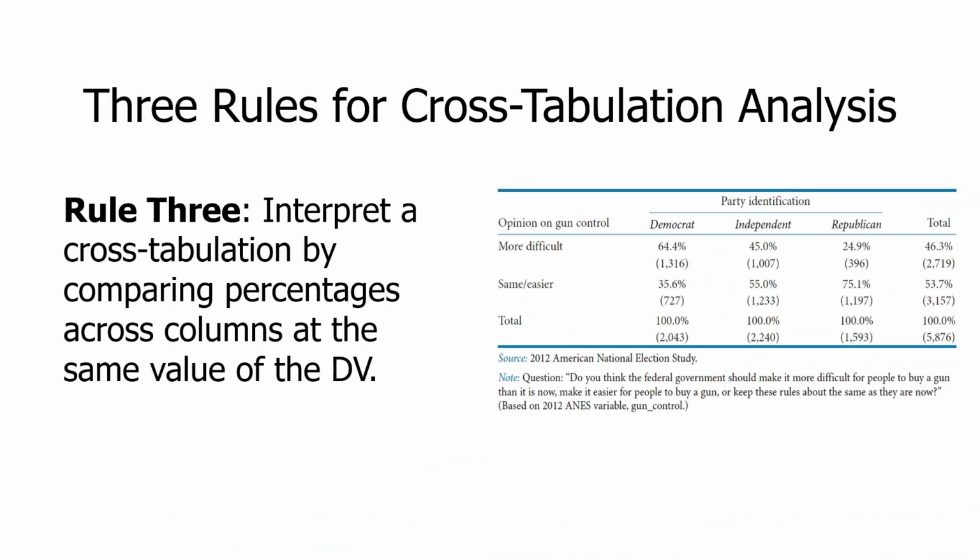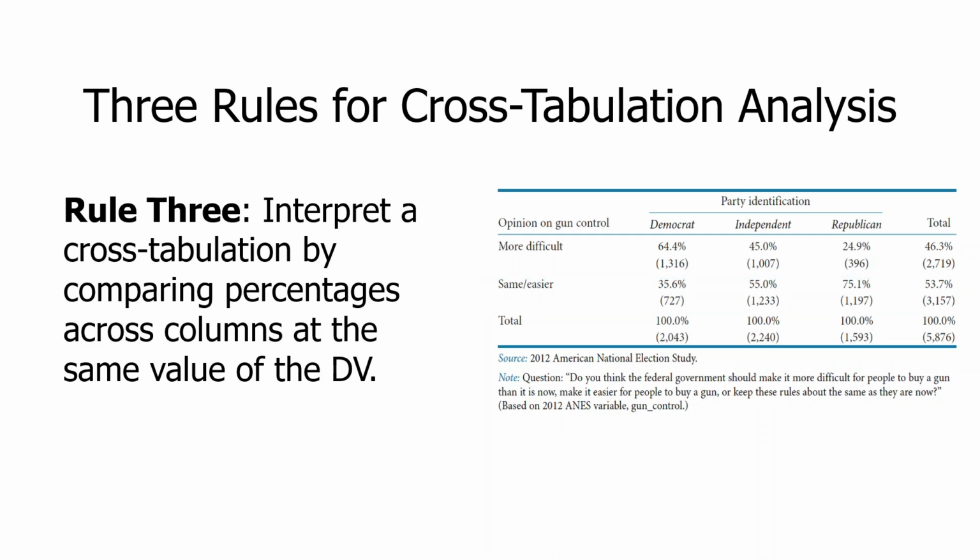Interpret the crosstab by comparing percentages across columns at the same value of the dependent. We could compare, to continue the example, the percentage of Democrats in the more difficult value of the dependent variable with the percentages of independents and Republicans in this value. Alternatively, we can compare the partisan groups across the other category of the dependent, same, easier, but do not mix and match. Always stick to one value of the dependent.